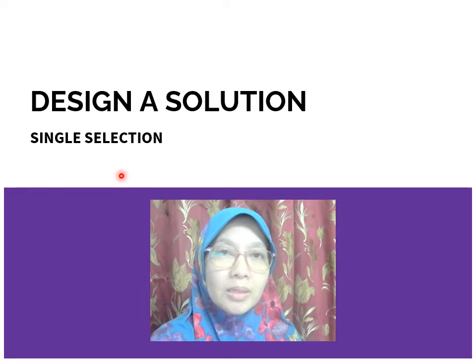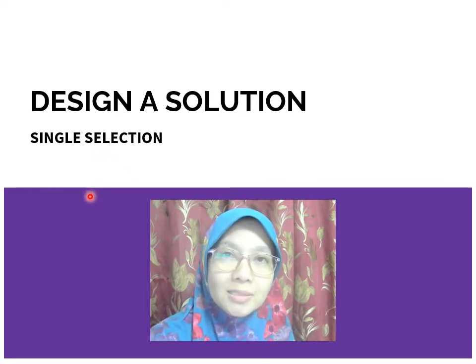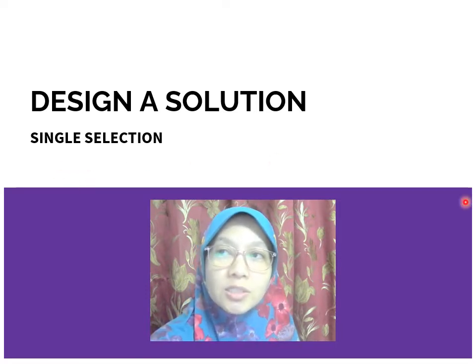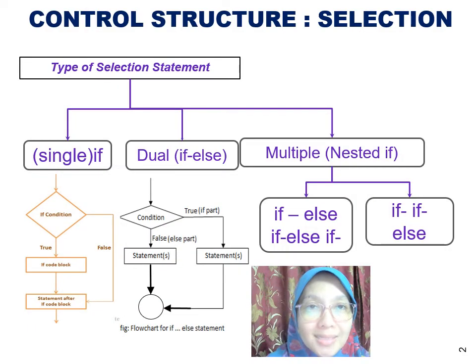Today in this video we will cover selection control structure, and how to design a solution for a single selection only. Selection control structure defines two courses of action depending on the outcome of a condition, in which the choice of action to be done is either true or false for that condition.